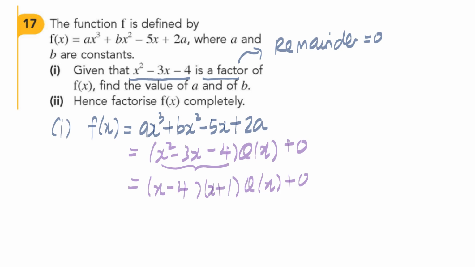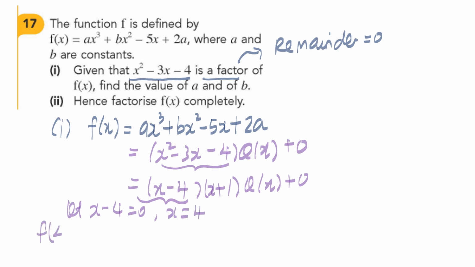Because there are two unknowns, you have to form two equations and solve them simultaneously. There are two linear factors there, so you can let x minus 4 equal to 0 or x plus 1 equal to 0 first, whichever. I'm going to let x minus 4 equal to 0, so I'm going to sub x equals 4.